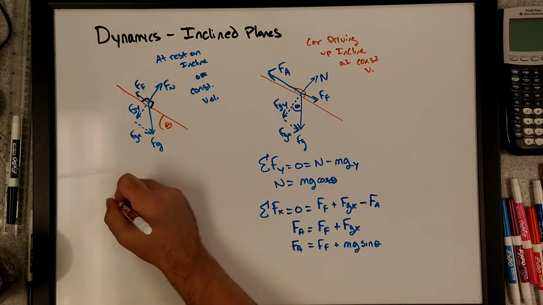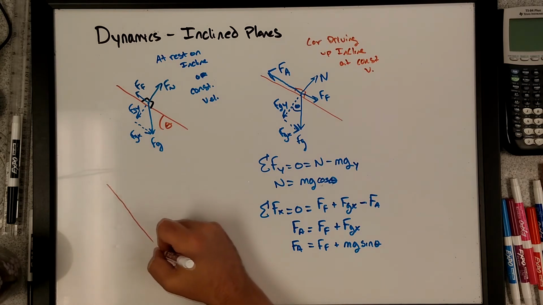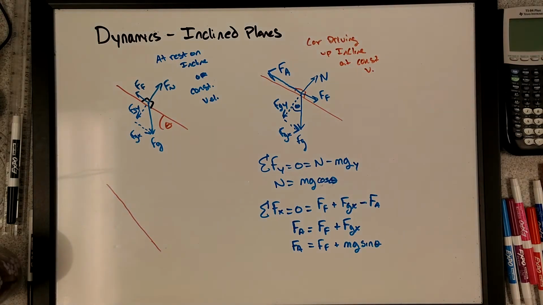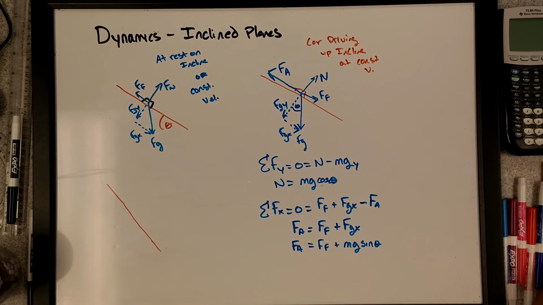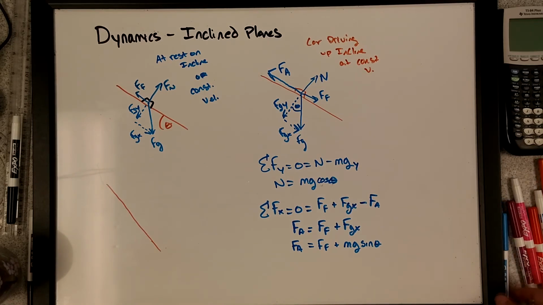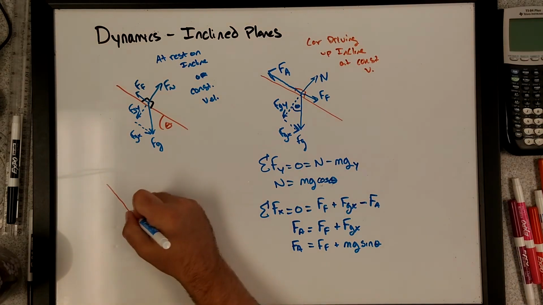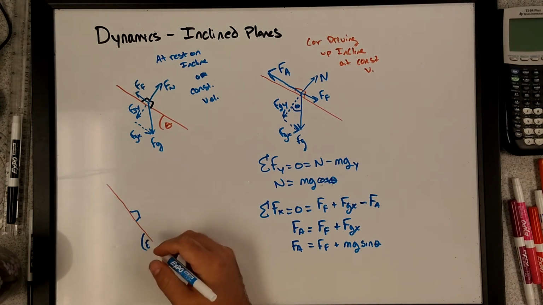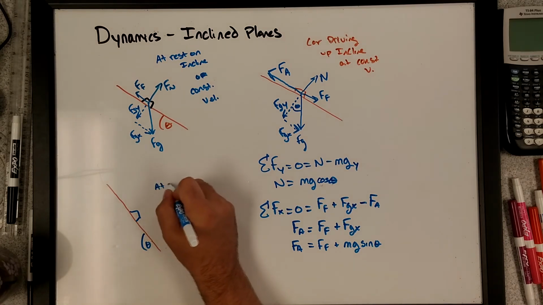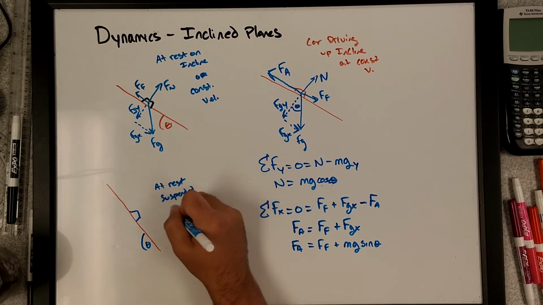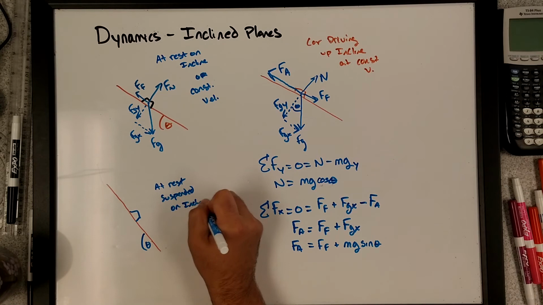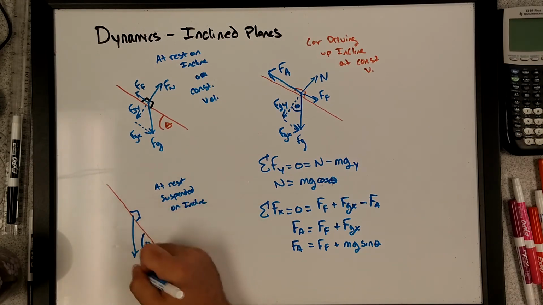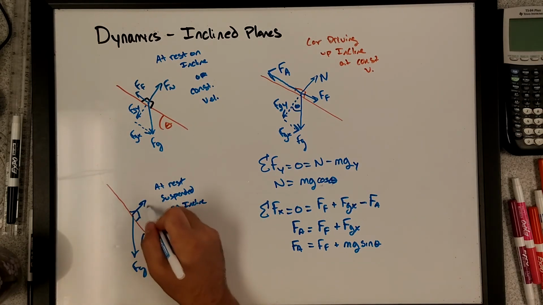What if we have an object that's trying to fall down this incline so bad, but it's not allowed to because it's tethered down. So object, it's tethered down. So let's draw this here, theta. So we're still in equilibrium, but now we have an object at rest, suspended on incline. And so we have our weight, Fg. We have a normal force, Fn.